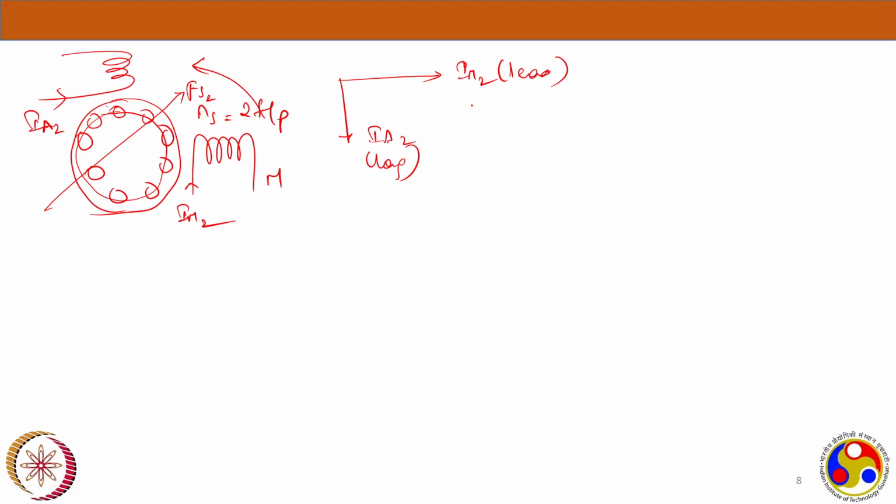Speed is ns only, but the field you have observed is an RMF. The direction is from leading to lagging, so M to A here. Now, in the positive sequence case and the negative sequence case, if you add these two, it will give the case of a single phase induction machine with main winding alone and no auxiliary winding. So that's the case we are assuming also.